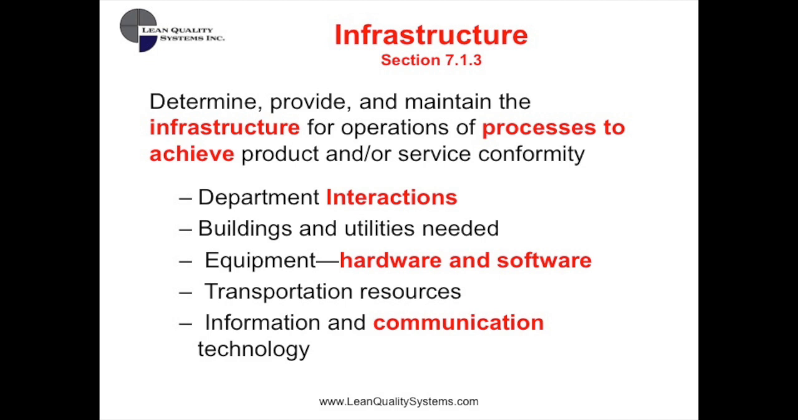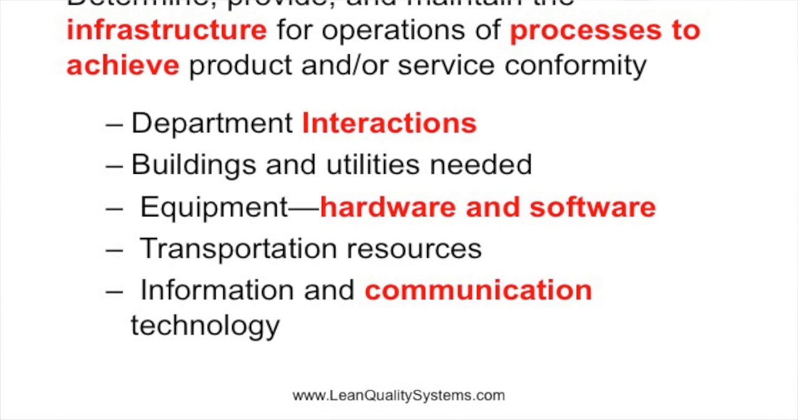Then the infrastructure. The infrastructure is the relationship with all our different departments and how they're integrated with each other for operations and processes to achieve product and service conformity. Everything is based on conformity, and remember that's acceptance criteria. So we talk about departmental or department interactions. We talk about the building and utilities needed. We need equipment, hardware, and software. We need transportation resources, information and communication technology. The infrastructure has to be set up the best it can to produce the product or provide the service that's important to you and your customer.